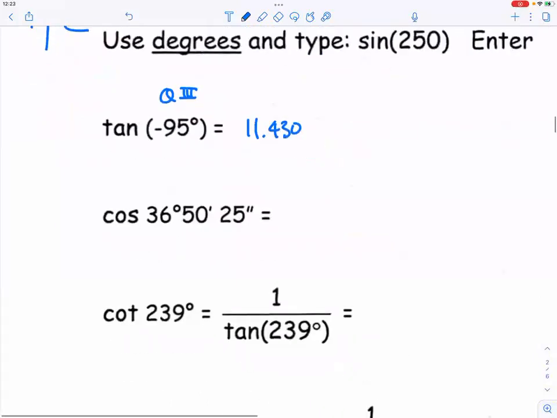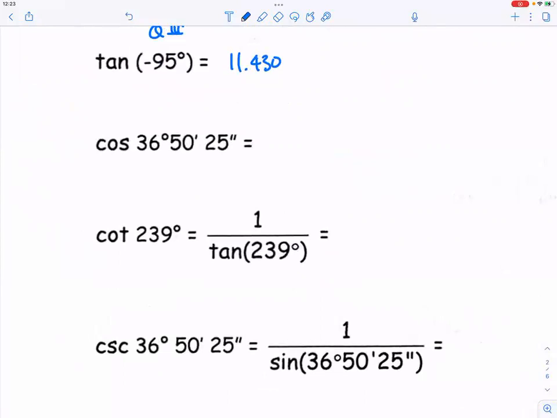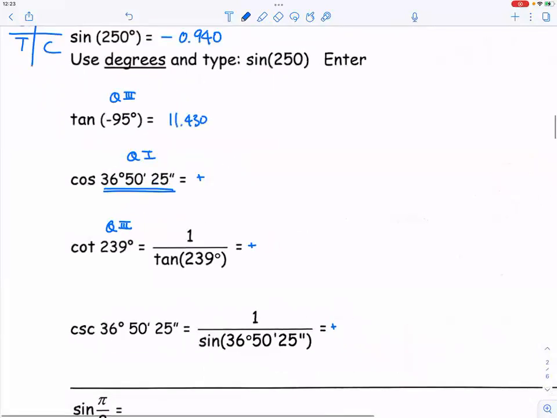All right, now just a few more that you can do. Cosine of 36 degrees, 50 minutes and 25 seconds, positive or negative? First, this is in quadrant 1, so cosine of an angle in quadrant 1 must be positive. This one, 239, is in quadrant 3 again, so tangent of an angle in quadrant 3 is positive. So we have positive for the remaining ones.